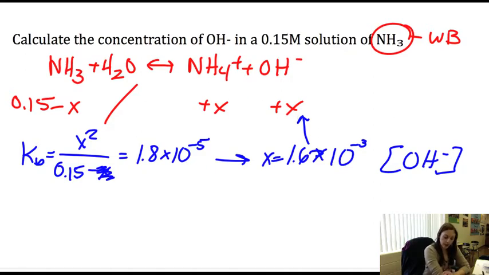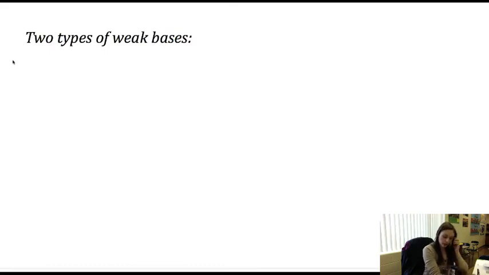Okay, there are two types of weak bases. The first one is where a non-bonding pair of electrons serves as my proton acceptor. These are usually nitrogen molecules.